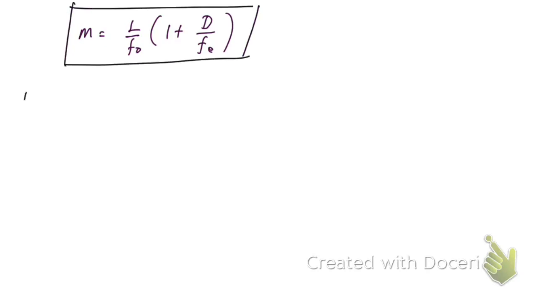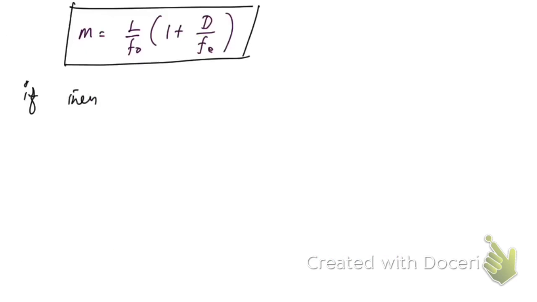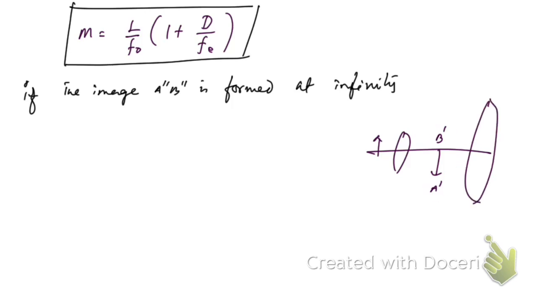Now if the image is formed at infinity, if the image A double dash B double dash is formed at infinity, that means if this was the objective lens, this is the object, and the image formed by it is A dash B dash, then we consider this as an object for the eyepiece, and the image formed by the eyepiece, A double dash B double dash, is at infinity. Consider this case only.